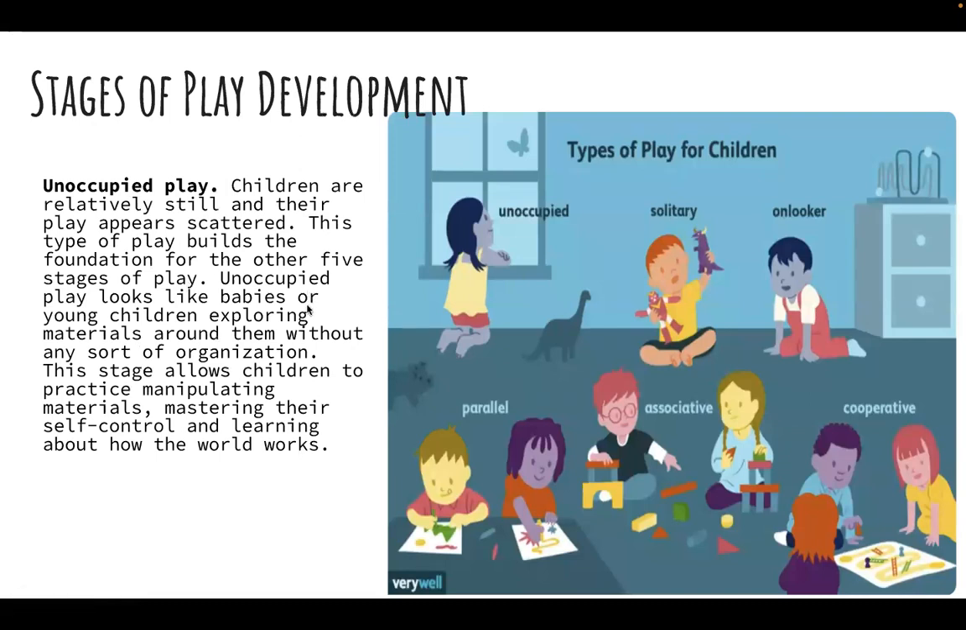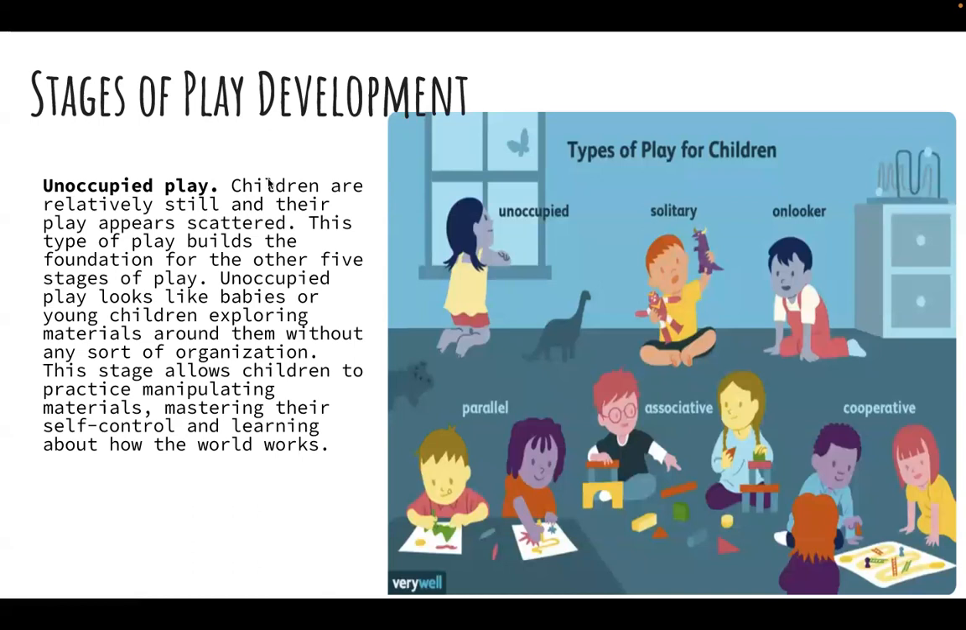Recognize the importance of play. I want you to take a look at this picture off to the side. Types of play for children. We have unoccupied up here, solitary, onlooker, parallel, associative, and cooperative.